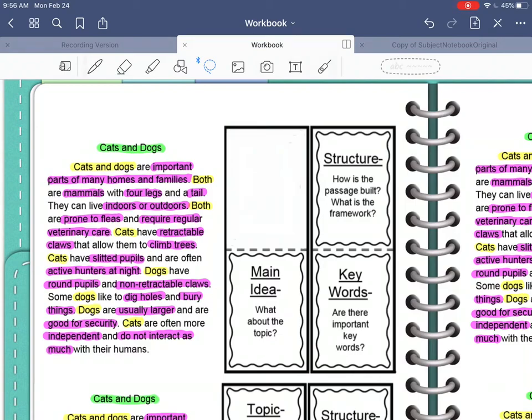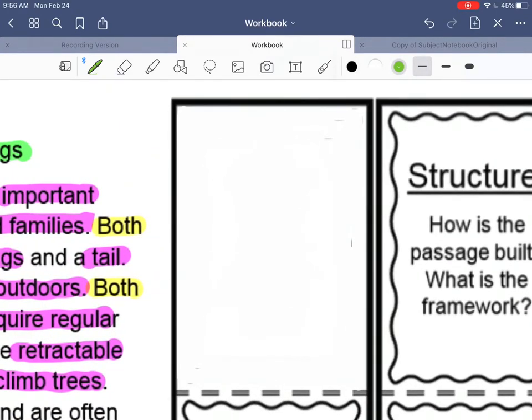Okay, the first door is about topic. So if you go ahead and open the door about topic, it is asking us what the topic of the passage is, and we mark that always in green. So when you open the door, we will put the topic down, and that is cats and dogs. So this passage is about cats and dogs. That is the topic.